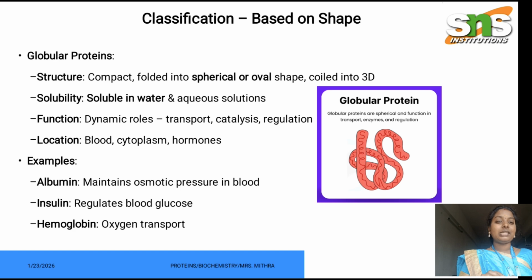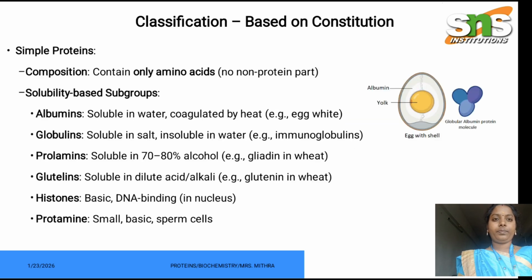The main example is albumin, the plasma protein which maintains the osmotic pressure in blood. Insulin regulates the blood glucose, and hemoglobin is mainly for oxygen transport. All three examples are water soluble. It is mainly soluble in water.